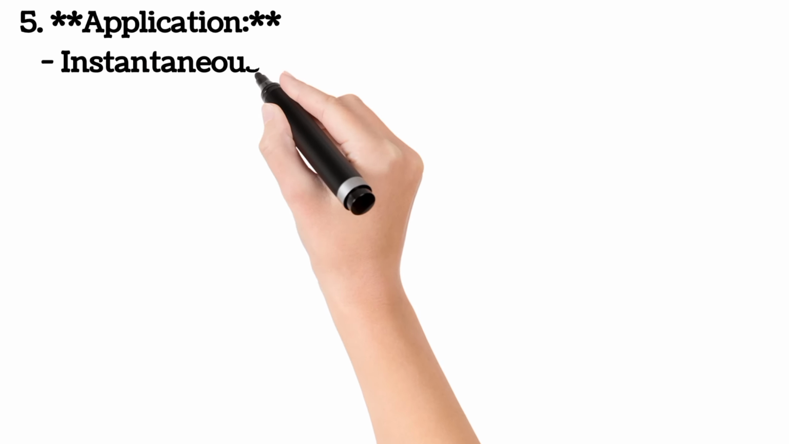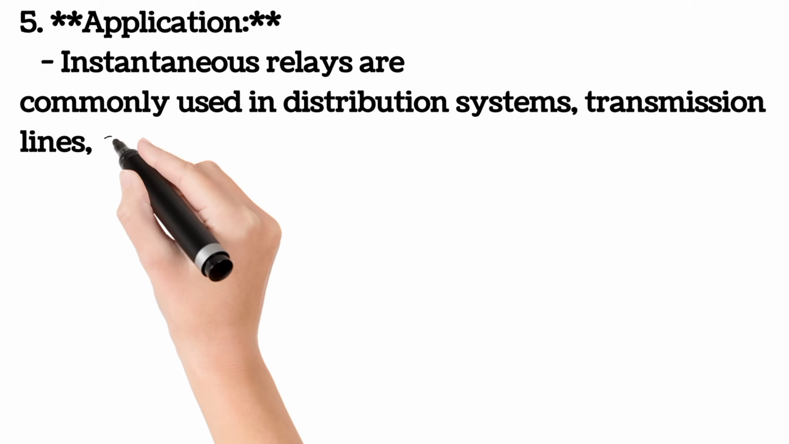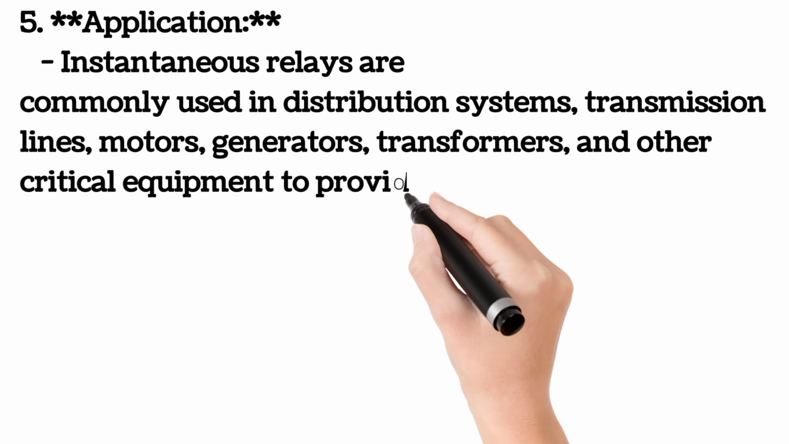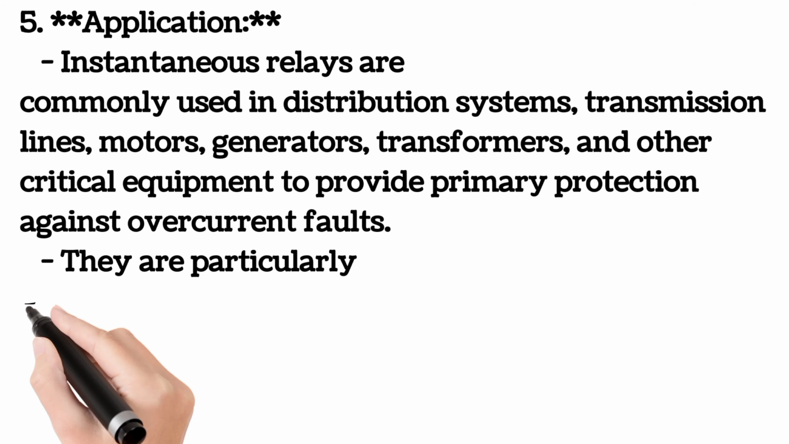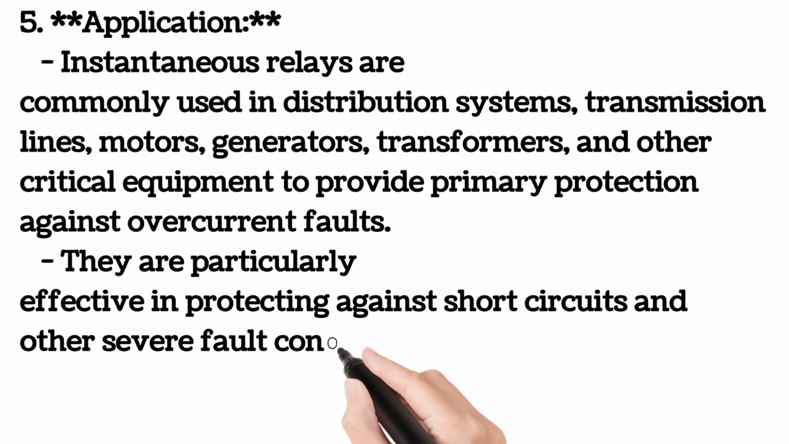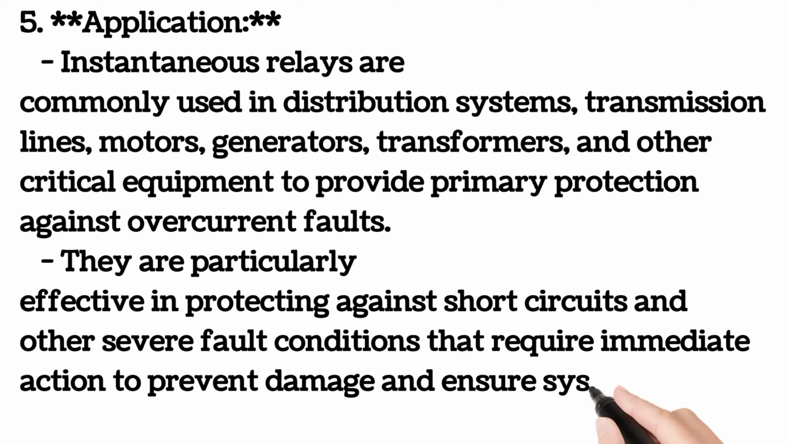5. Application. Instantaneous relays are commonly used in distribution systems, transmission lines, motors, generators, transformers, and other critical equipment to provide primary protection against overcurrent faults. They are particularly effective in protecting against short circuits and other severe fault conditions that require immediate action to prevent damage and ensure system stability.